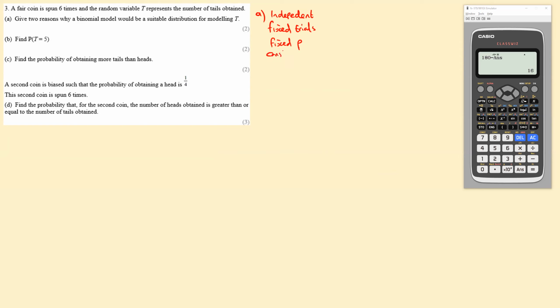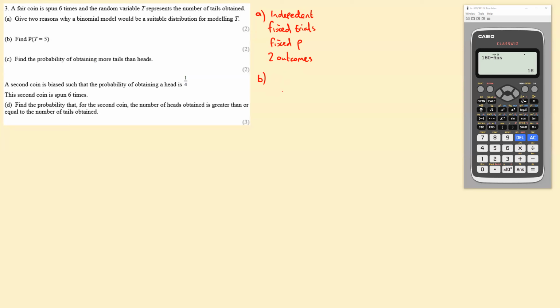So constant. Oh no, I've already done constant probability. What am I missing? Let's just have a look. Oh, 2 outcomes. So we're doing binomial, so it must have 2 outcomes. In this case, heads or tails. Part B, find the probability that T, so the number of tails is 5. So we know it's spun 6 times. Find the probability it's actually 5.